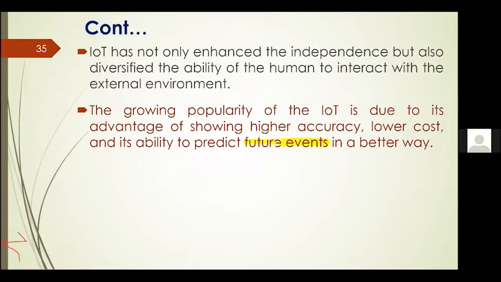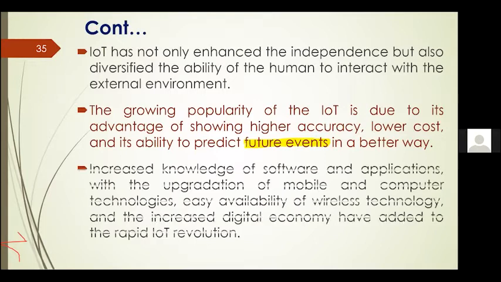Future events can be predicted with the help of artificial intelligence. Increased knowledge of software and applications with the upgradation of mobile and computer technologies, easy availability of wireless technologies, and the increased digital economy have added to the rapid IoT revolution.